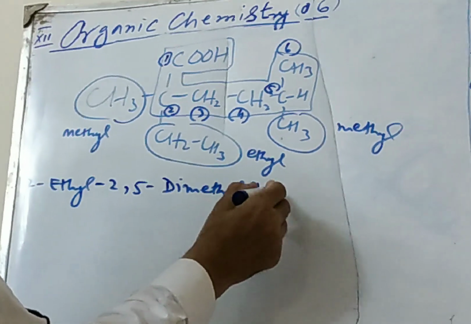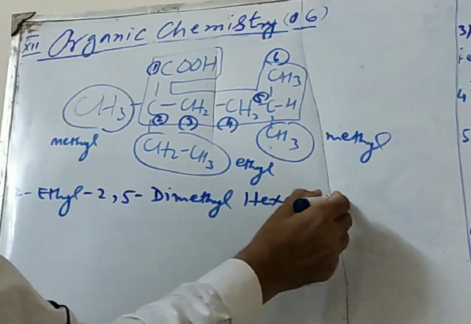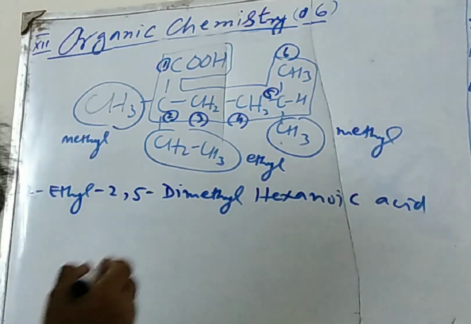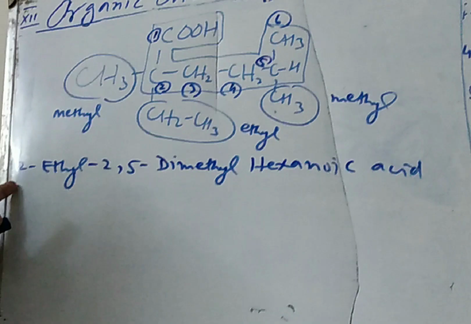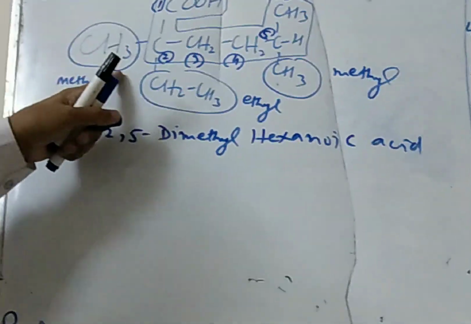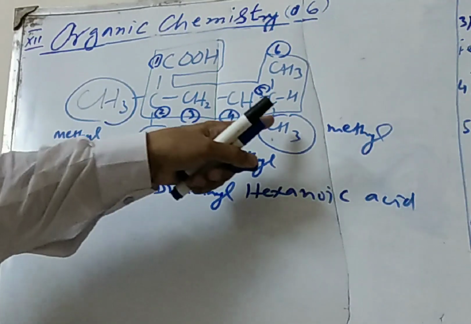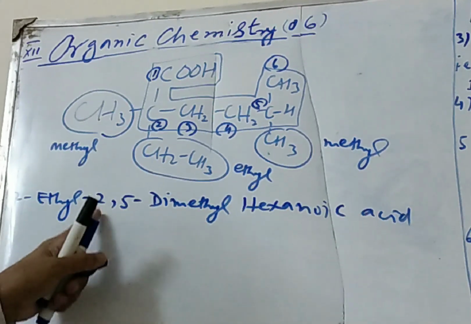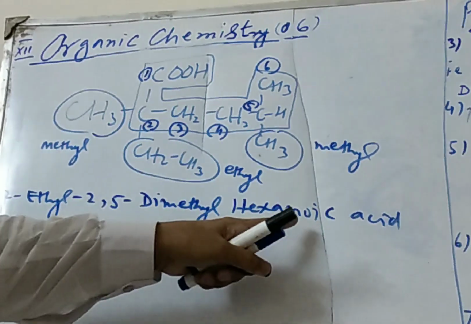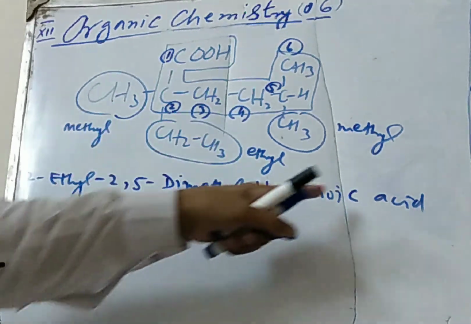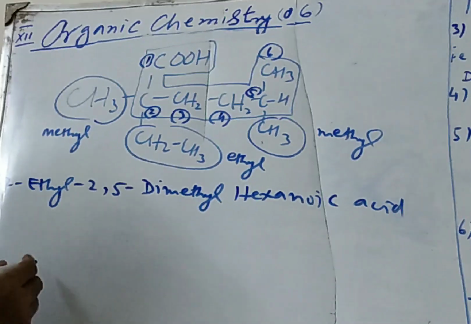6 means that is the hexanoic acid. So 2 ethyl, 2 methyl, 5 methyl. So we have the 2,5 dimethyl. Hexane is the parent chain. OIC, carboxylic acid. This is called the hexanoic acid.